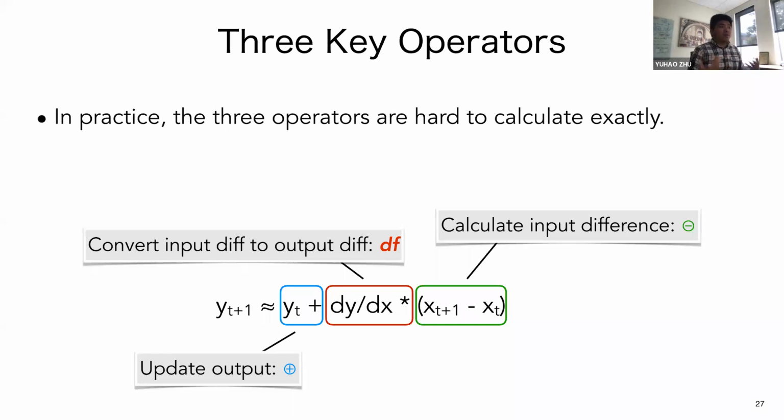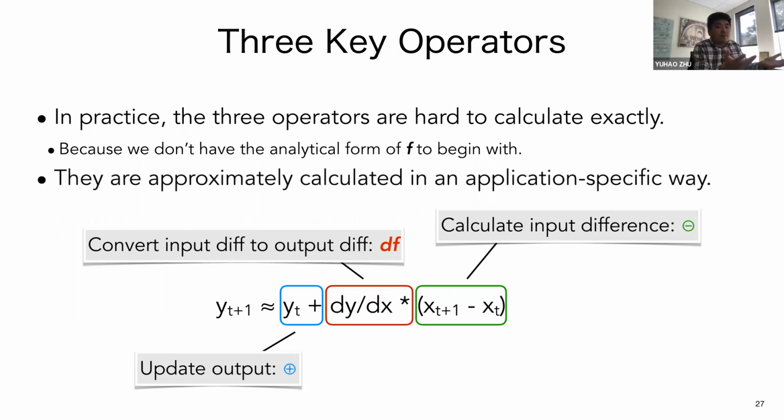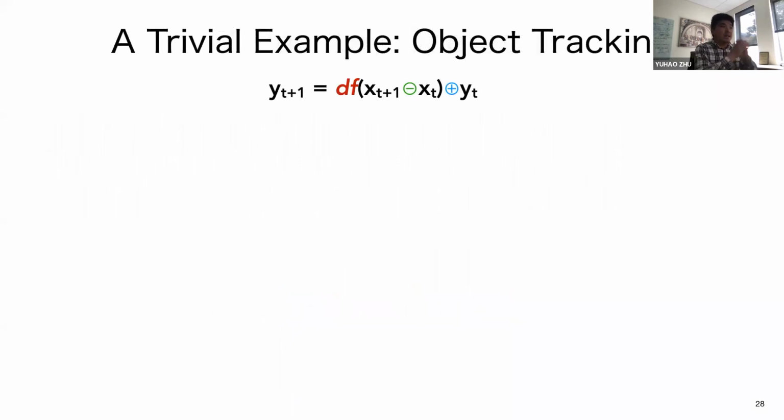Now, in practice, these 3 operators are hard or sometimes even impossible to calculate exactly, because we don't have the analytical form of the function f to begin with. So we can't precisely derive the analytical forms of the three operators. But it's an approximation to begin with, so what we typically do is to approximately calculate these three operators, or to represent them in an application-specific way. Okay, so I'll show you perhaps the most trivial example that leverages this approximation, and that's object tracking. That's the formulation there to remind us what we're talking about, the three operators.